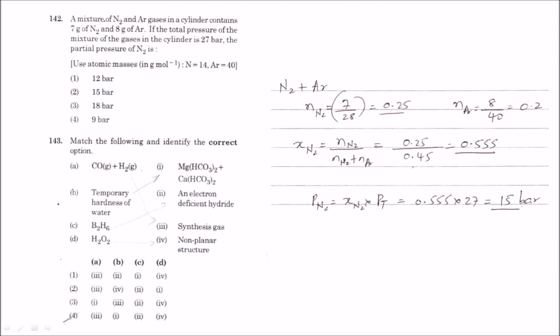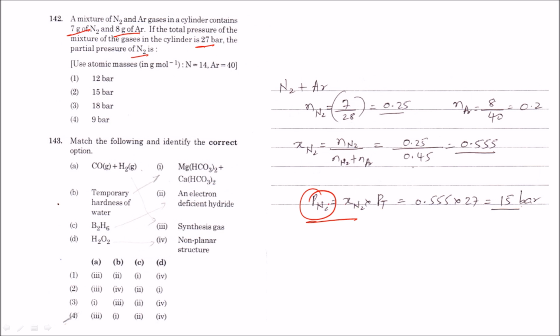142. A mixture of N2 and Ar, nitrogen gas and argon gas, in a cylinder contains 7 gram of N2 and 8 gram of argon. If the total pressure of the mixture of the gases in the cylinder is 27 bar, the partial pressure of N2 is. Okay, we need to find partial pressure. So to find partial pressure, we should know first the formula for that, right? Partial pressure of N2 equals mole fraction of N2 times total pressure, right?